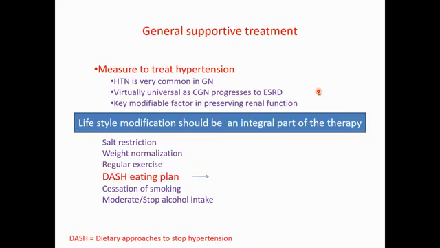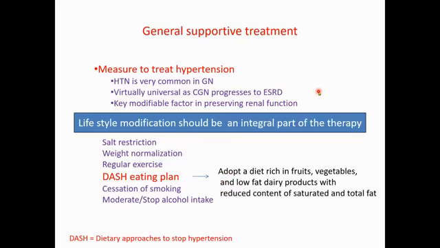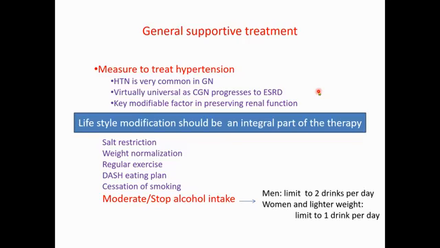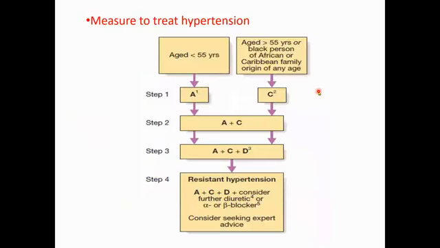Then the DASH eating plan, Dietary Approach to Stop Hypertension: adopt a diet rich in fruits, vegetables, and low-fat dairy products with reduced content of saturated and total fat. Smoking cessation, and moderate or stop alcohol intake. Men limit 2 drinks per day, and women or lighter-weight men limit 1 drink per day.